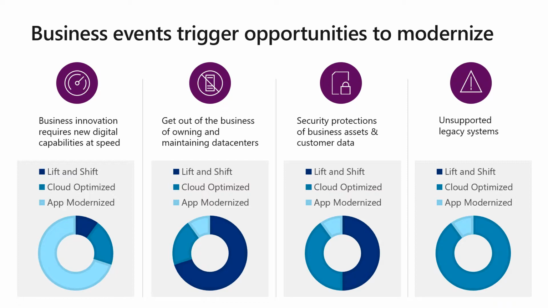Customers that prioritize security protections of business assets and customer data typically have a good mix between lift and shift, cloud optimized, and a little bit of app modernization. Customers that have unsupported legacy systems, and that's the primary driver, are typically going to be focused around cloud optimized first with some systems that may be app modernized. This is due to the challenge of not being able to maintain the existing OS or application. So a lift and shift approach doesn't make sense because it doesn't fix the issue of unsupported legacy systems.